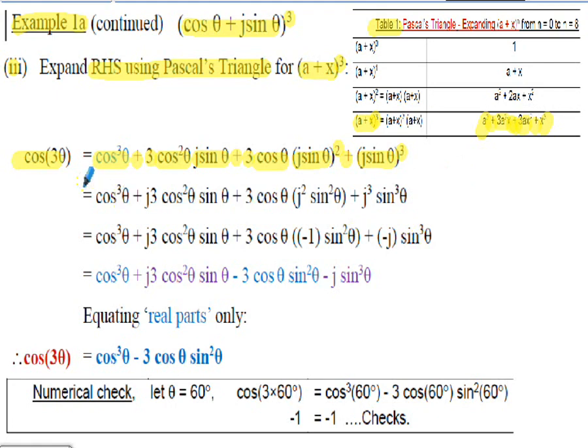All I'm doing on the next line is trying to simplify, so I get cos cubed theta plus, I just put the j to the front here, so j multiplied by the 3 cos squared theta sine theta, plus here we get 3 cos theta. Now be careful, we've got j sine theta squared, so that's j sine theta multiplied by j sine theta, so that would be j squared sine squared theta. And finally we get the j sine theta all cubed, so that will be j cubed multiplied by sine cubed theta. All I've done on the next line is to replace the j squared term here with -1.